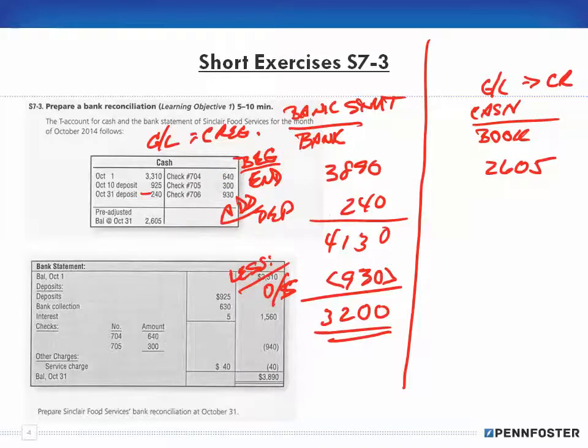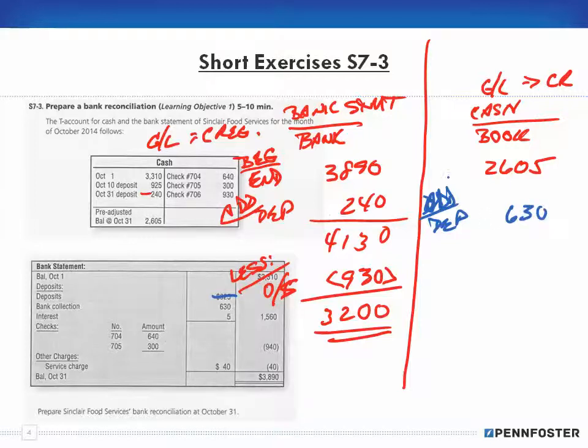We come over here to our bank statement, right? And we say to ourselves, okay, what's on here that wasn't up there? Now we know this 925 is in both places, but we have a $630 deposit that we don't see up here in our check register. Okay, so we have to add that in. Add a deposit of $630.